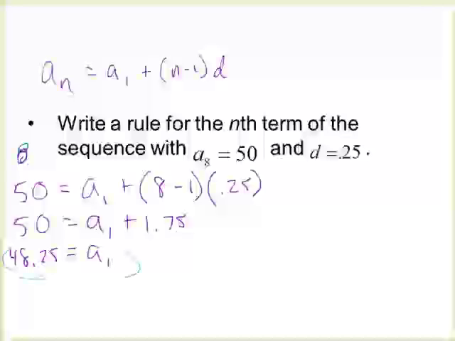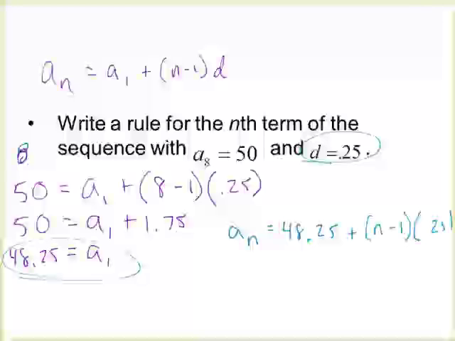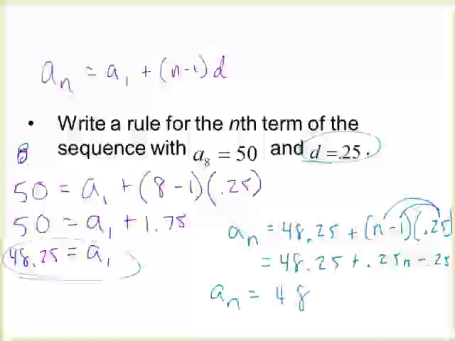Then we take that information and the common difference and plug it back into the formula. So a sub n is first term, 48.25, plus n minus 1 times common difference, which is 0.25. Distribute, and combine like terms to get 48 plus 1/4 n.